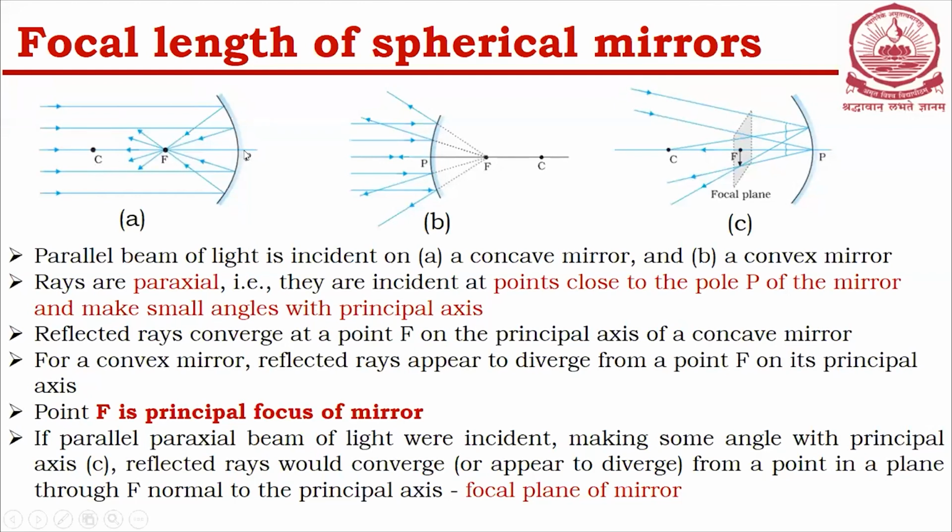The next thing is a convex mirror. Suppose you take a convex mirror and the same parallel beam of light falls on this mirror. What happens? Because it is convex, you can see the law of reflection still applies here. You can just consider one ray and see where it is getting reflected.